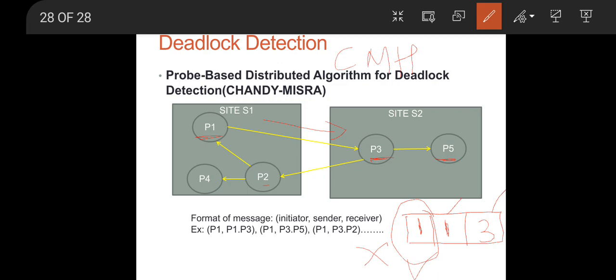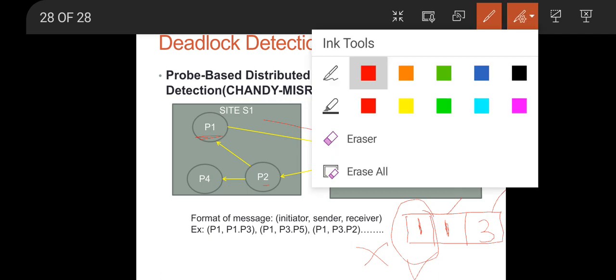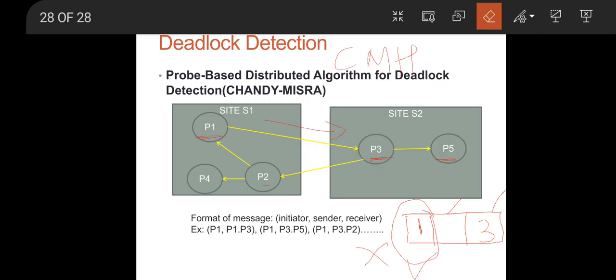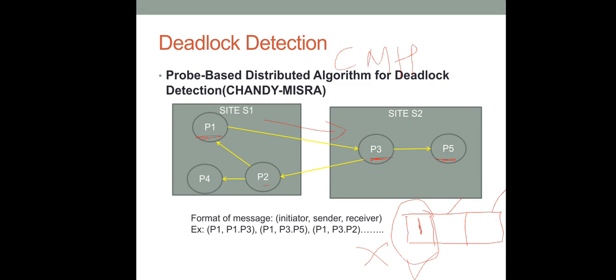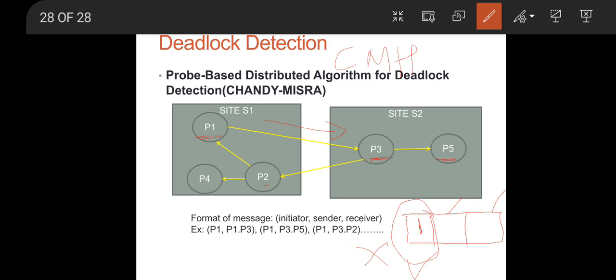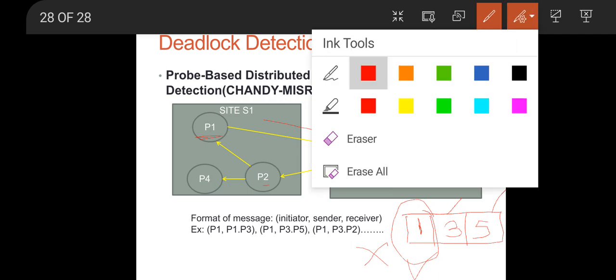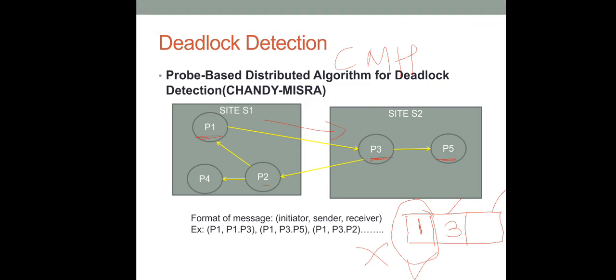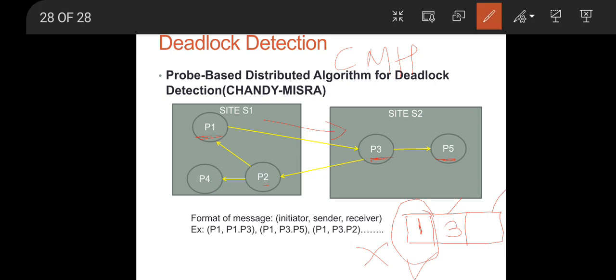The second field was the ID of the process which is currently sending. Now P3 is going to forward the message to P5 and P2. So the second field will be changed to the ID of P3, that is 3. Now the third field, when it is sending to P5, will be 5, and when the message is sent to P2, the third field will be 2. So this is how two messages will be forwarded by P3, one to P5 and the other one to P2.